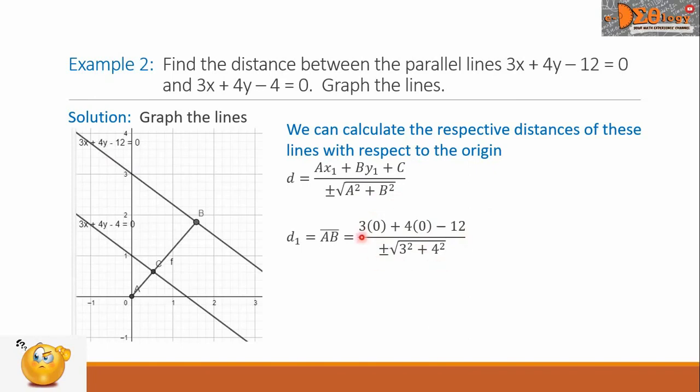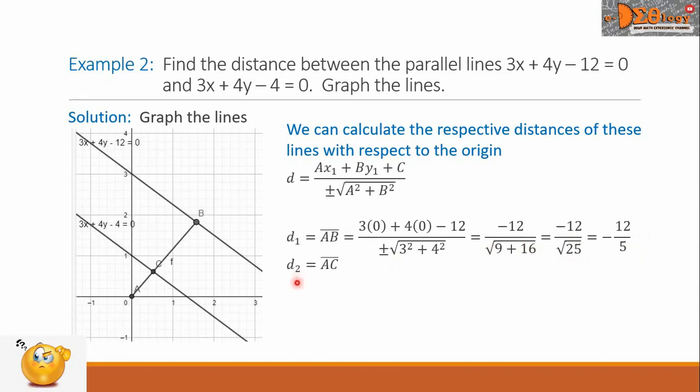Simplifying further, this 3 times 0 is simply 0 plus 4 times 0 is simply 0. So in the numerator, only negative 12 remains. While in our denominator, we can have the 3 square to be 9 plus 4 square to be 16. Still, it is under the big square root. So 9 plus 16 is now 25. So this negative 12 over square root of 25 is now negative 12 over 5.